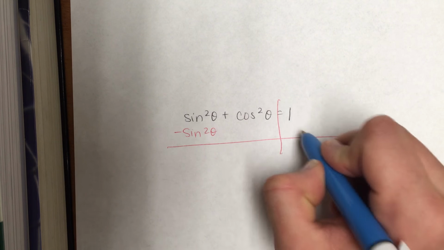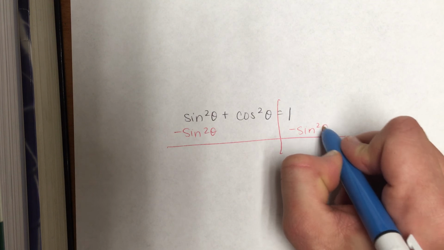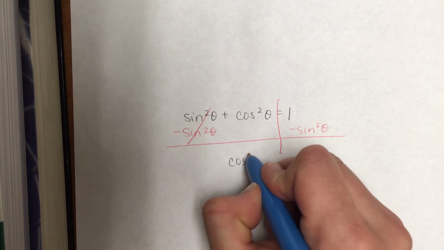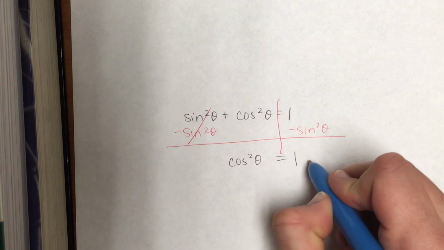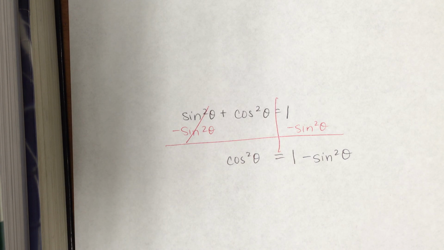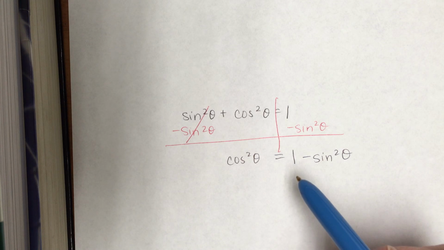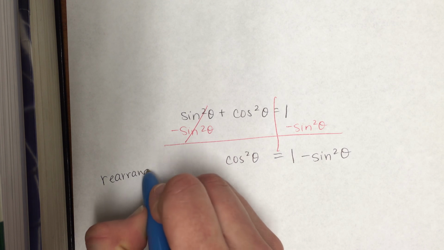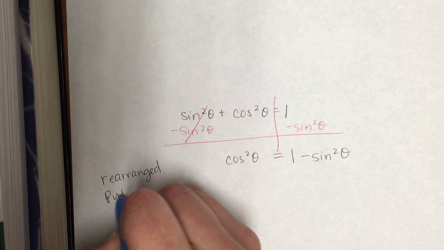So if I wanted to subtract it to the other side of the equal sign, now it's no longer over here on the left, and so I'm just left with a cosine squared theta, and on the right-hand side I have a 1 minus sine squared theta. So if you see a 1 minus sine squared theta in any proof, you can replace it with a cosine squared. You don't have to show these steps. You can do this rearranging in your head, but your step that you would write here is that you used the rearranged Pythagorean identity.